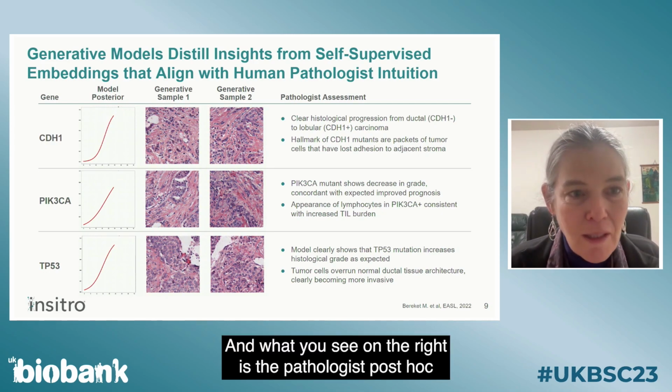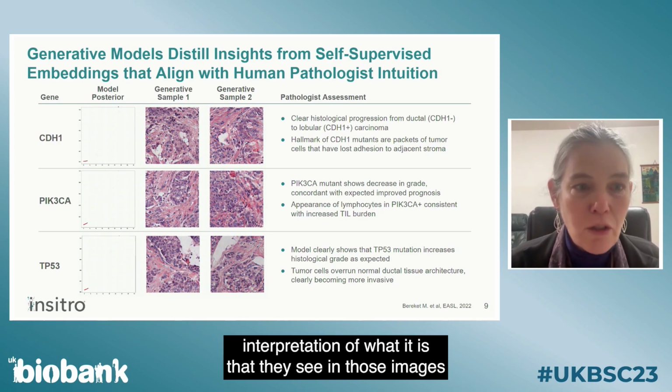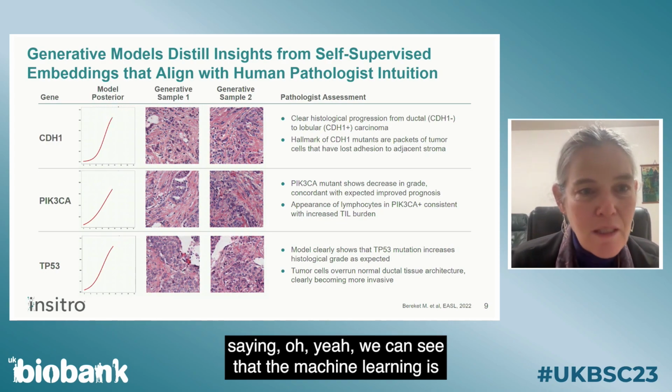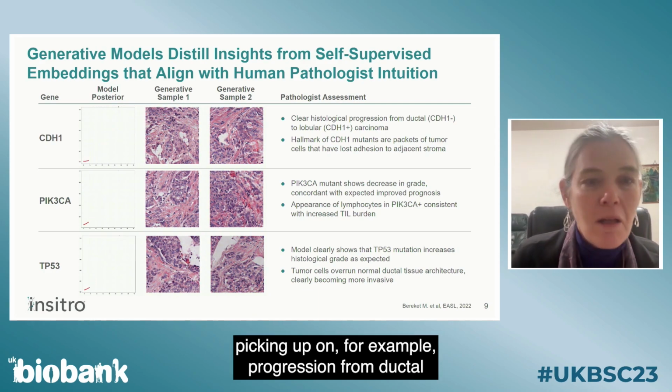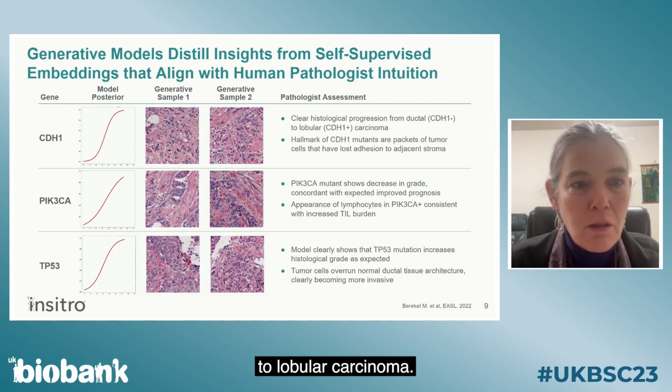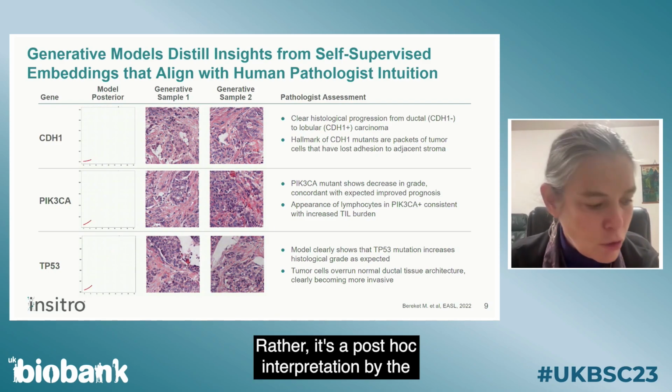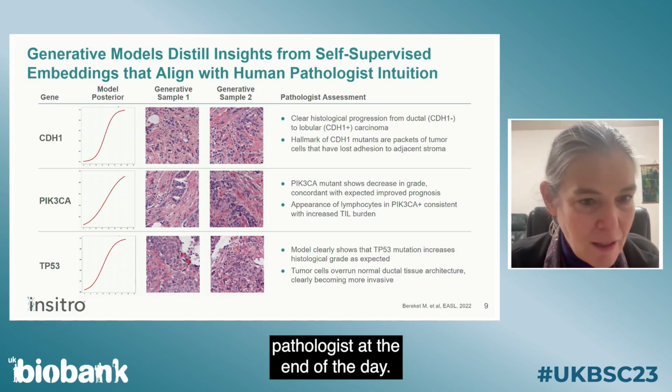And what you see on the right is the pathologist's post hoc interpretation of what it is that they see in those images, saying, oh yeah, we can see that the machine learning is picking up on, for example, progression from ductal to lobular carcinoma. This is not an input to the model, rather it's a post hoc interpretation by the pathologist at the end of the day.